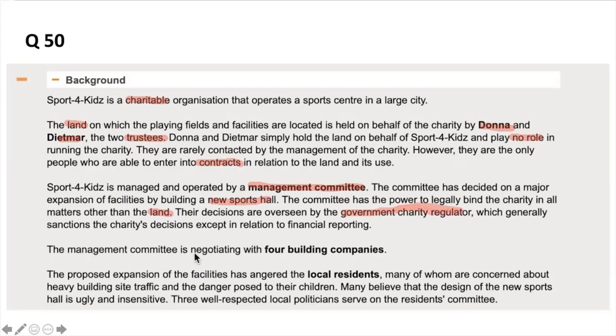The management committee is negotiating with 4 building companies. The proposed expansion of the facilities has angered the local residents, many of whom are concerned about heavy building site traffic and the danger posed to the children. Many believe that the design of the new sports hall is ugly and insensitive. 3 well-respected local politicians serve on the residents' committee. So let's go to the next page.